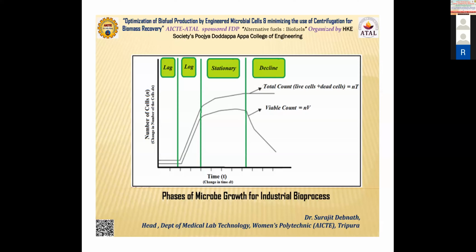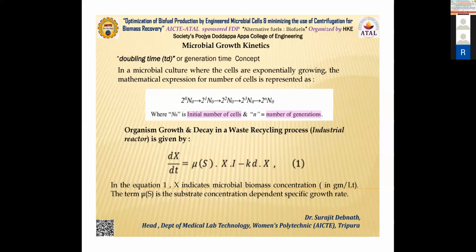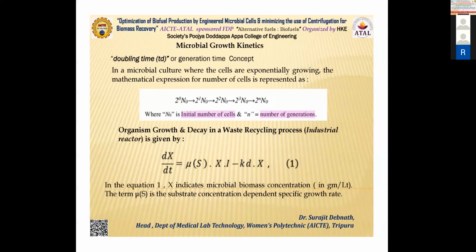So in order to understand the chemistry, we also have to understand the growth nature or growth kinetics of the organism. Okay, so this is the growth kinetics. Initially from 2 to 4, 4 to 8 it will grow, and the organism growth and decay in a waste recycling process in an industrial reactor is given by dx/dt = mu(s) * x * I - kd * x, where x indicates the microbial biomass concentration in gram per liter. The term mu(s) is the substrate concentration dependent specific growth rate.